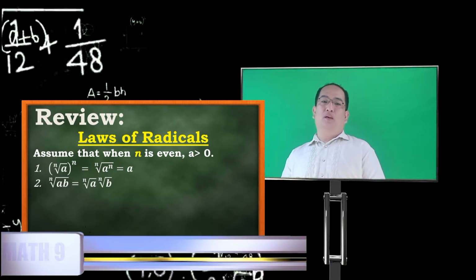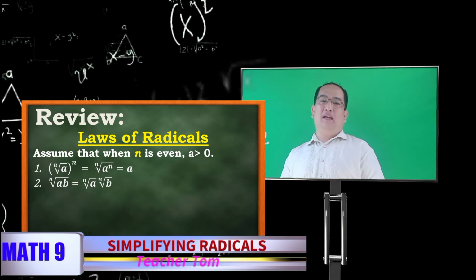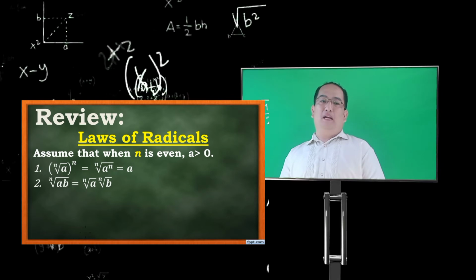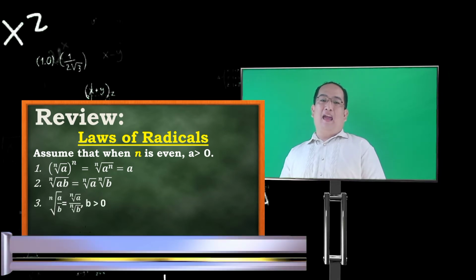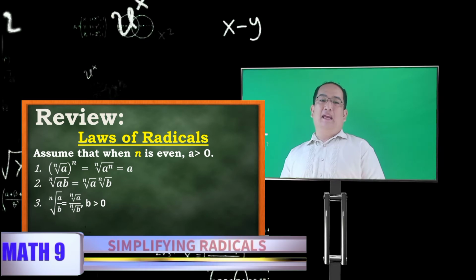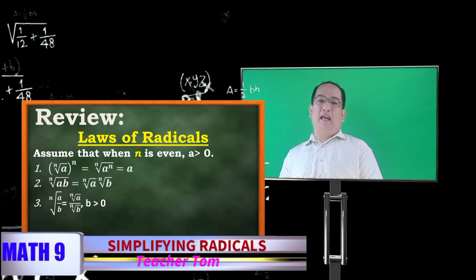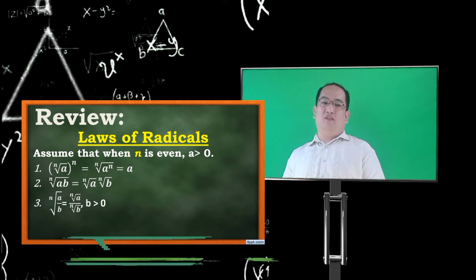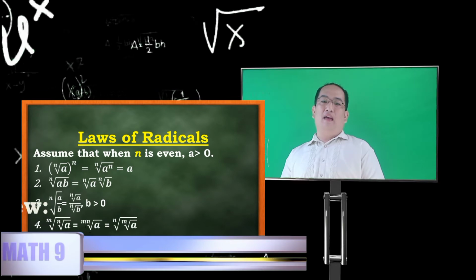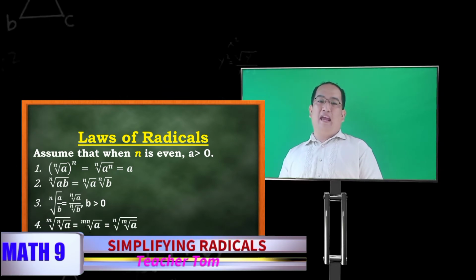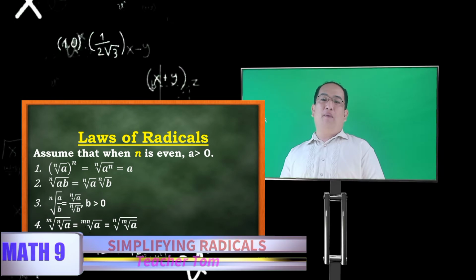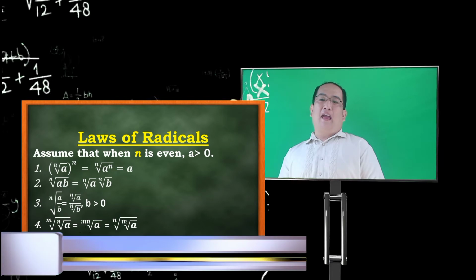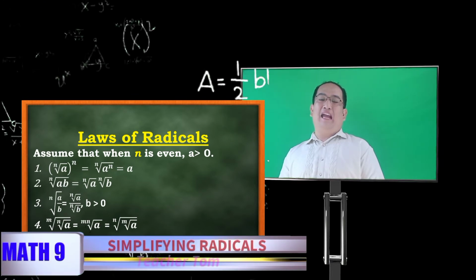Law number 2. The nth root of a and b can be expressed as a product of nth root of a and nth root of b. Law number 3. Nth root of a over b can be expressed as a quotient of nth root of a all over nth root of b, for as long as b is greater than 0. And law number 4, mth root of nth root of a is equal to the mn root of a, or nth root of mth root of a.